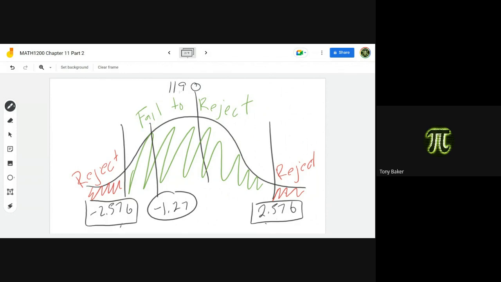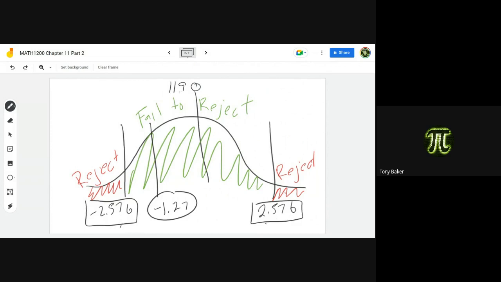Times 2.576 plus 1190. So that's 1841. Oh, hold on. I forgot to divide by the 200. I forgot to divide the standard deviation by the square root of 200. There, that's better. I'm going to write it down one second. I just want to get the numbers.